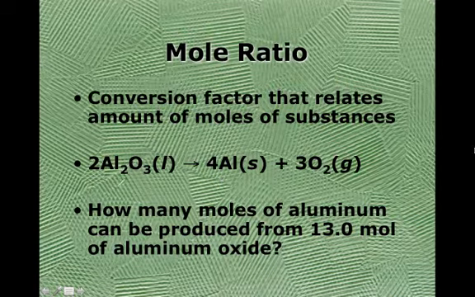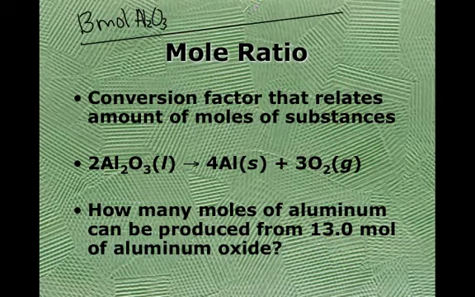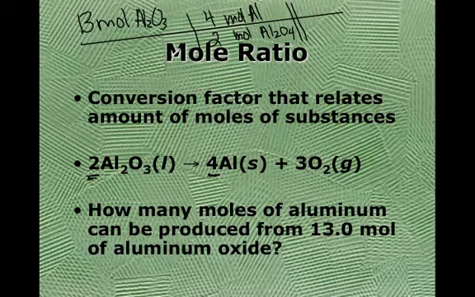And to do that, you'd start with the 13 moles of aluminum oxide. And you use your coefficients. So for every 2 aluminum oxides, I produce 4 aluminums. So for 2 moles of aluminum oxide, I produce 4 moles of aluminum. So we're using our coefficients as a mole ratio. So in this case, 4 divided by 2 is just 2. So we would get an answer of 26 moles of aluminum. But that's how we use our mole ratio.